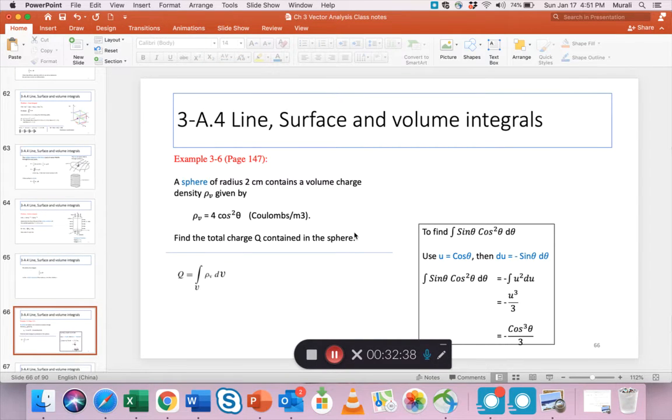Now we come to an example on volume integrals from our textbook, and this is example 3.6. It's on page 147. This is a pretty simple example. There's a sphere like a football of radius 2 centimeters. It contains a volume charge density given by this, and he says find the total charge contained in the sphere. So you just apply this volume formula that we have talked about in the past, and you solve. There's not much to this. It's a simple problem.